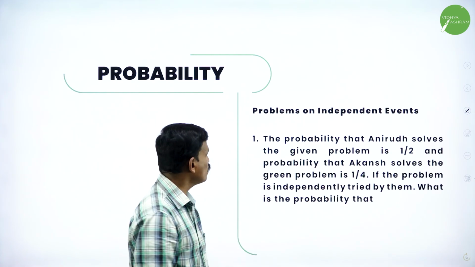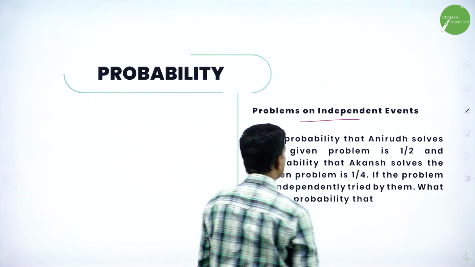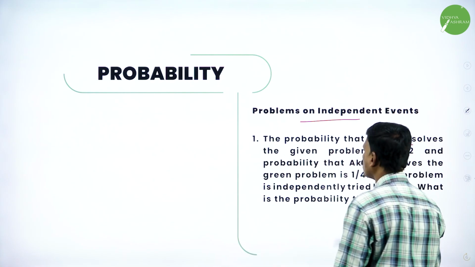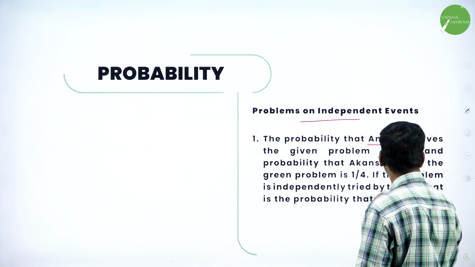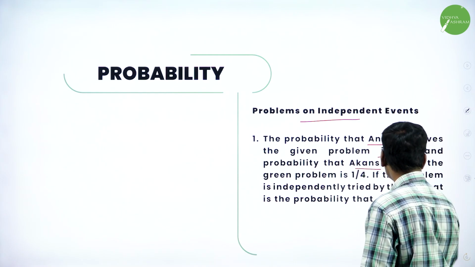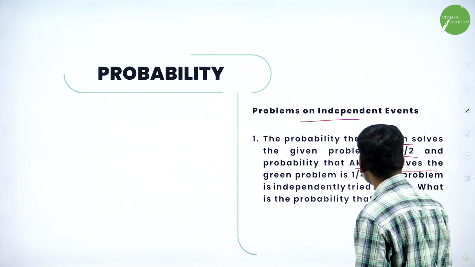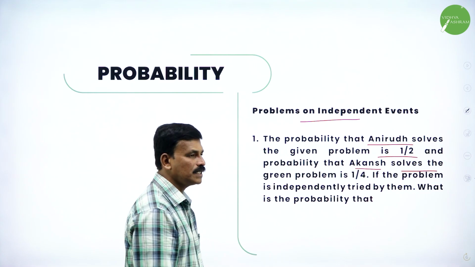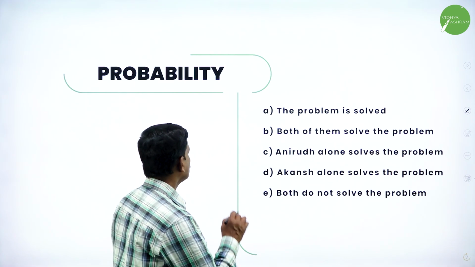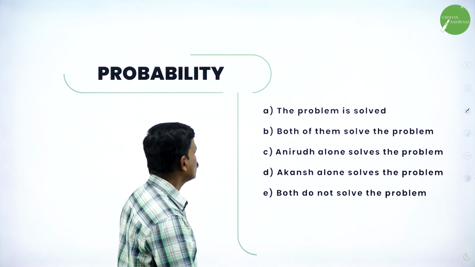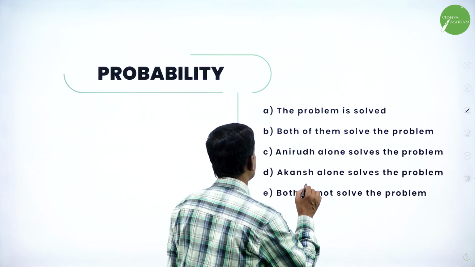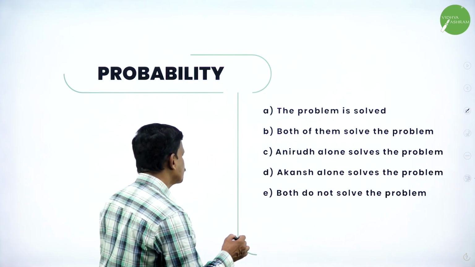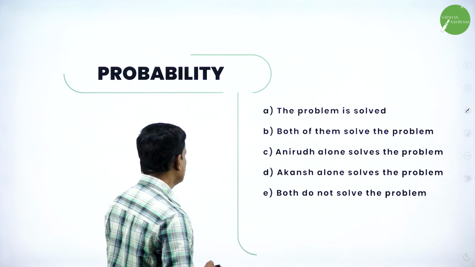Now move on to the next problem. This is also an important problem based on probability of independent events. The probability that Anirudh solves the given problem is 1 by 2, and the probability that Ankash solves this problem is 1 by 4. The problem is independently tried by them. What are the conditions given? The problem is solved, both of them solve the problem, Anirudh alone solves the problem, Ankash solves the problem alone, and both do not solve the problem. So these are the given conditions.